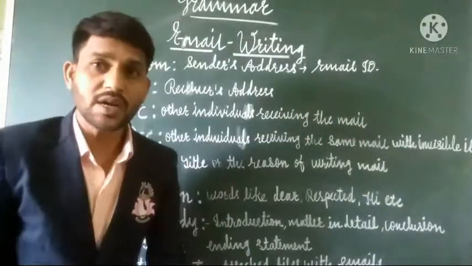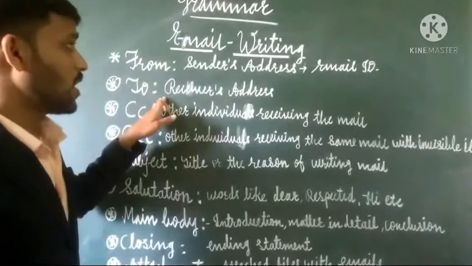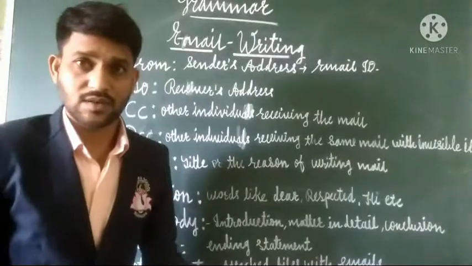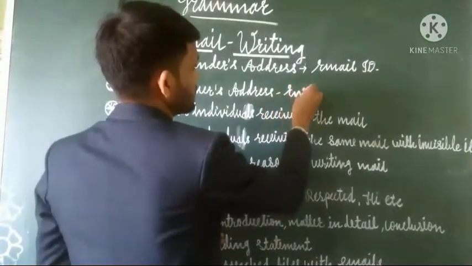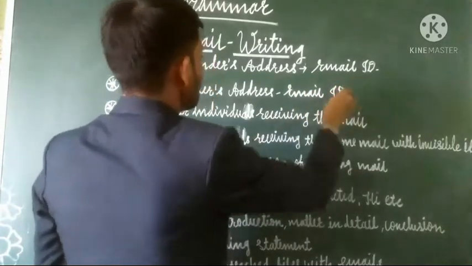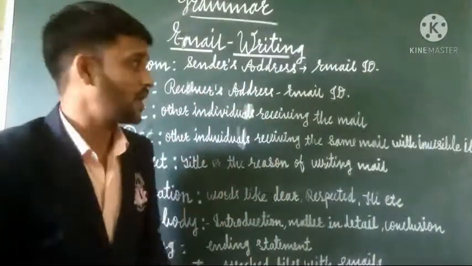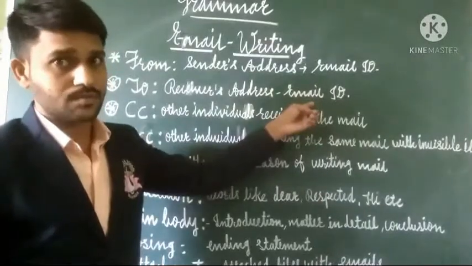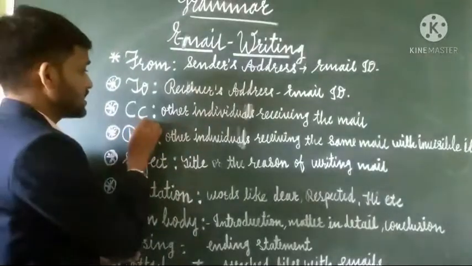The second point that comes is To. So in this column, what can we write? We can write here the receiver's address. That means of course the email ID of the receiver, the person who is going to receive the mail. His or her email ID will come here, right?